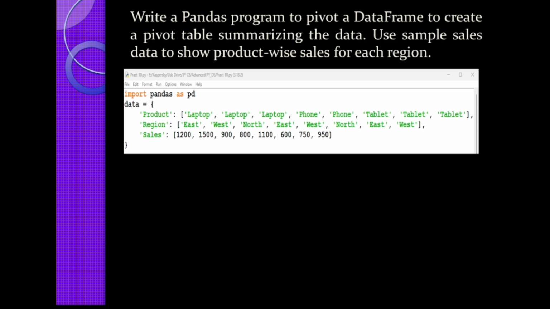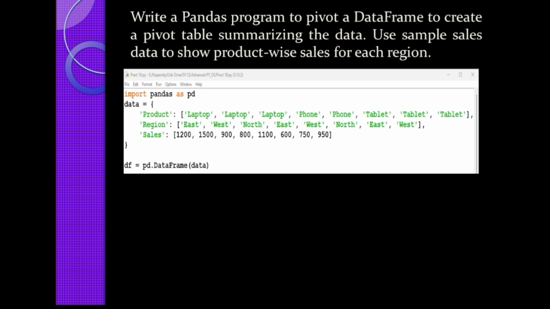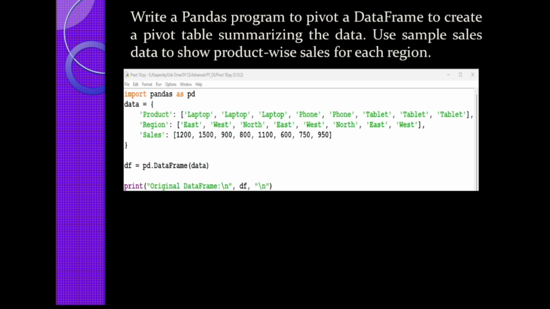So, the question is this. The code is import pandas as pd, data is equal to curly bracket, we have product, region, and sales, and close the curly bracket. Same thing which I've already explained in the previous video. We are creating a dictionary of three things: product, region, and sales. df is equal to pd.DataFrame(data). Then we have print("Original DataFrame:\n", df, "\n"), which will display the raw data in tabular format.